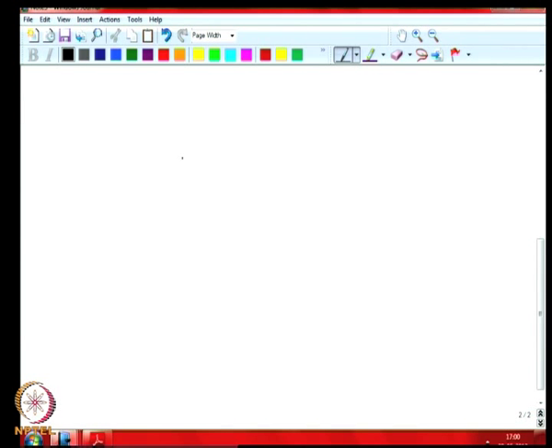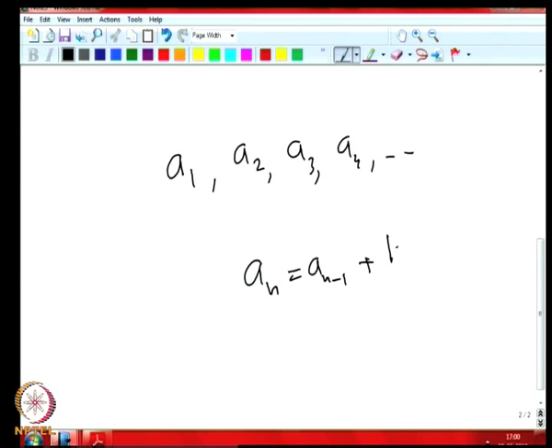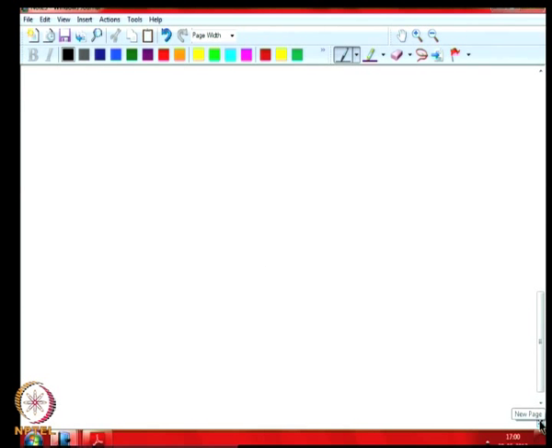So, the sequence can be like this: A1, A2, A3, A4. Here you write An equals An minus 1 plus some constant k. This k is the common difference. This kind of progression you are very familiar with.